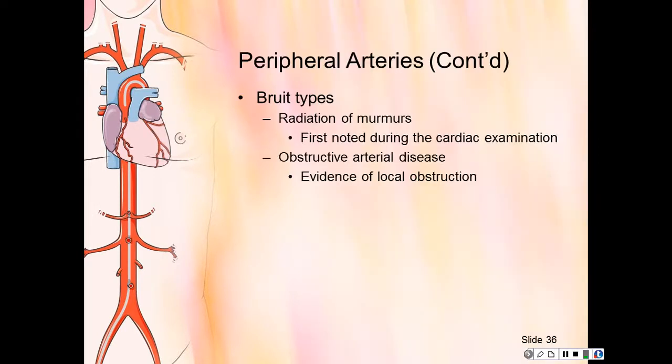Bruit types, realize there's radiation of all the murmurs. The aortic valve murmur will radiate up to the carotids. Notice this during the cardiac examination and see if there's any obstructive arterial disease.